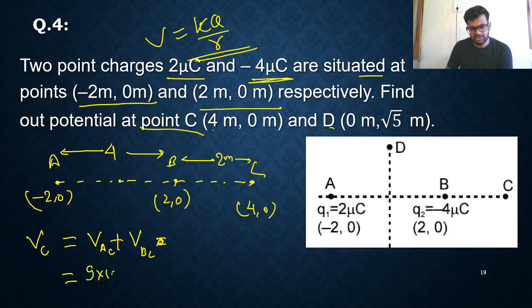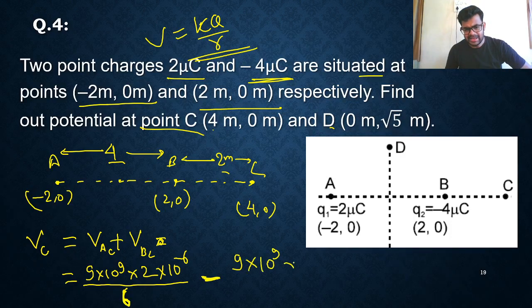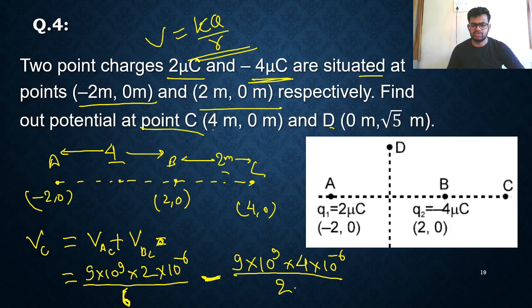So K is 9 into 10 raised to 9. Q is 2 into 10 raised to minus 6. So KQ divided by R. R is 4 plus 2, 6 meter. So I am writing here 6. This is due to A on C. Plus, now on B it is a negative charge, so I will write negative sign KQ by R: 9 into 10 raised to 9, Q is minus 4 microcoulomb, so this is 4 into 10 raised to minus 6, divided by the distance between B and C, so that is just 2 meters.